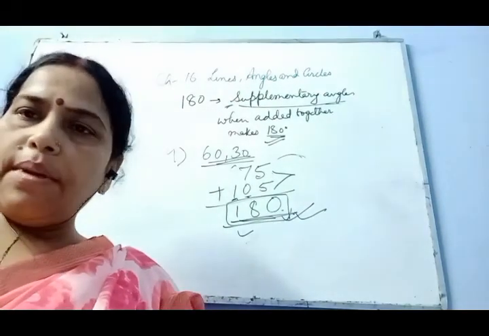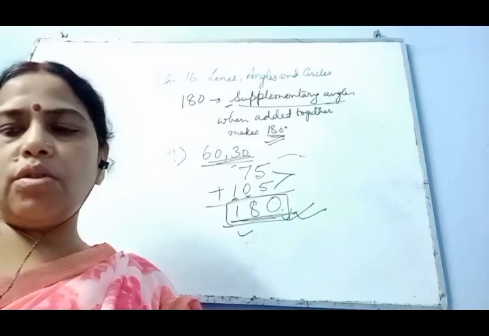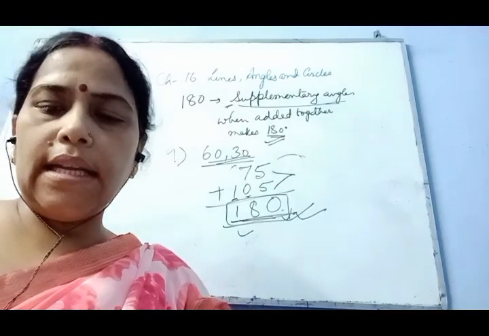Choose the pair of complementary angles, you can do. Write the measures of the supplementary angles of the following angles. That also we can do, and number 6 also.